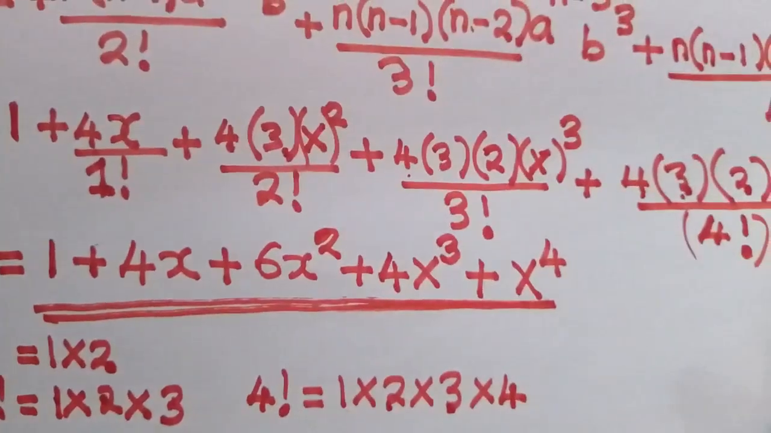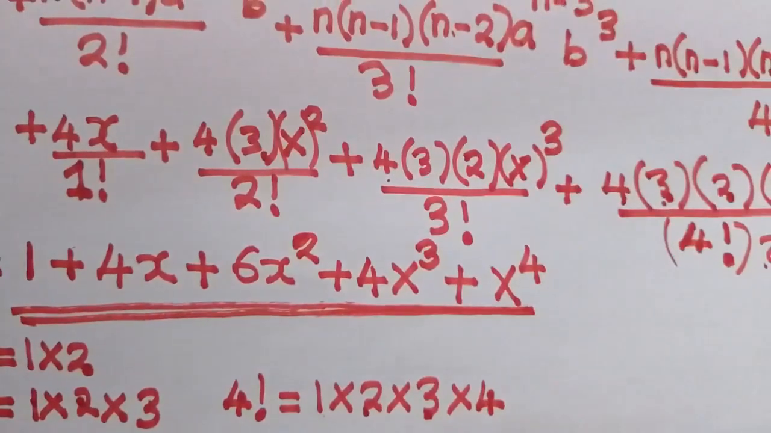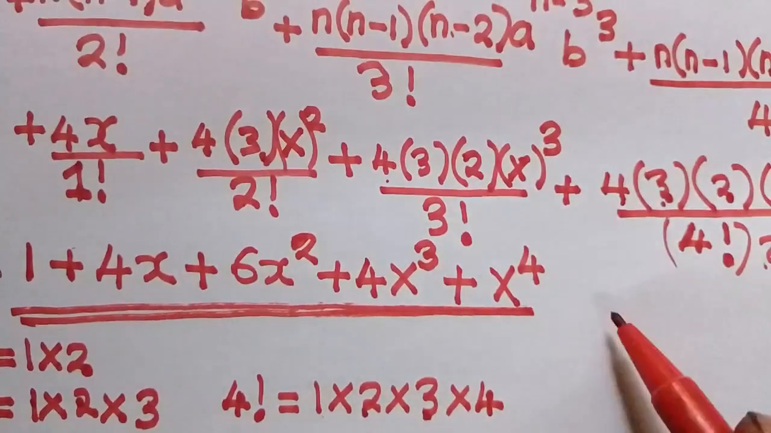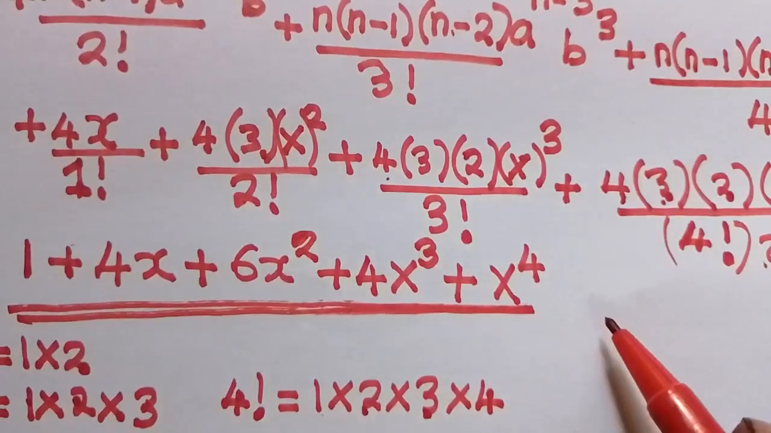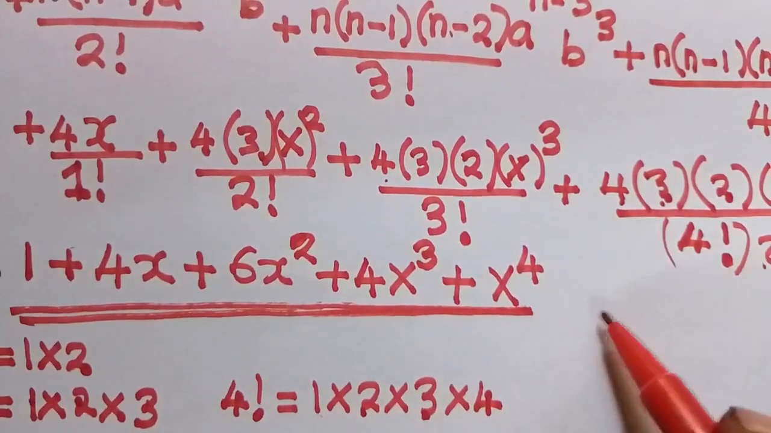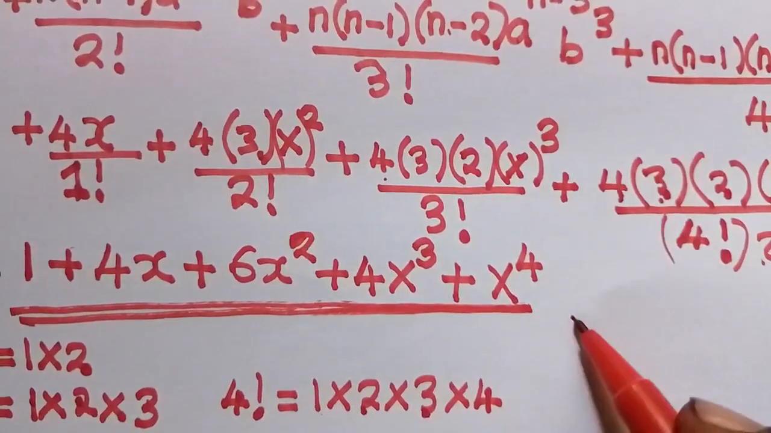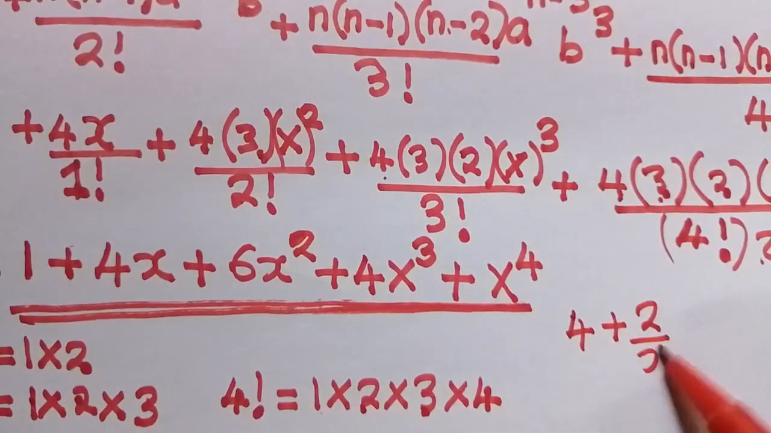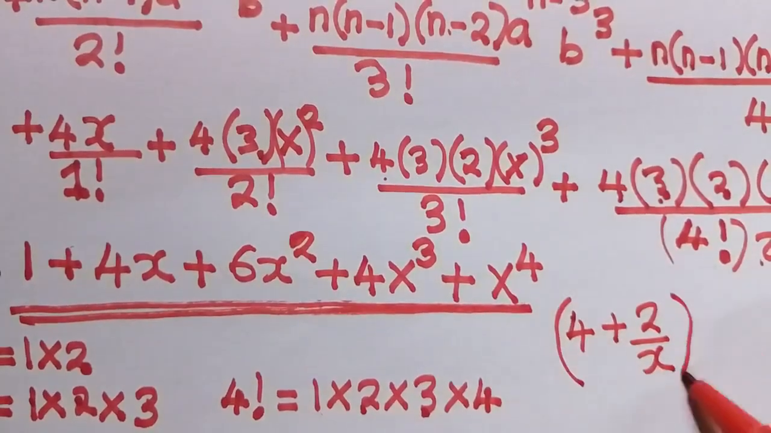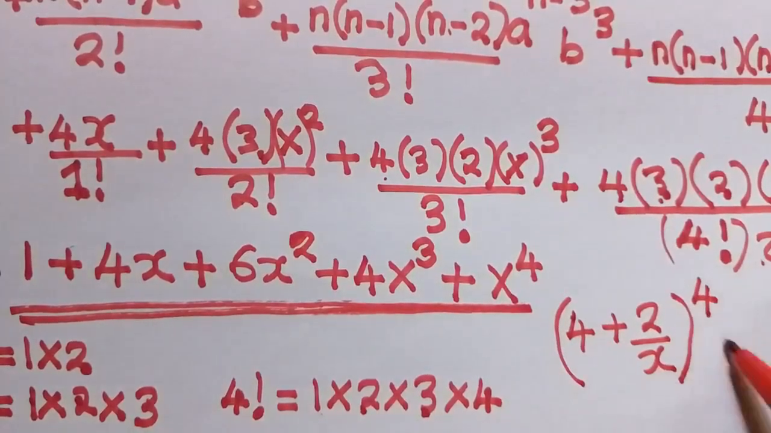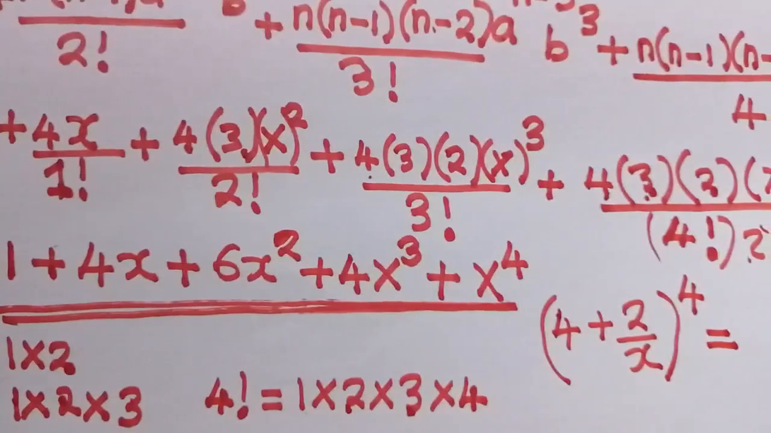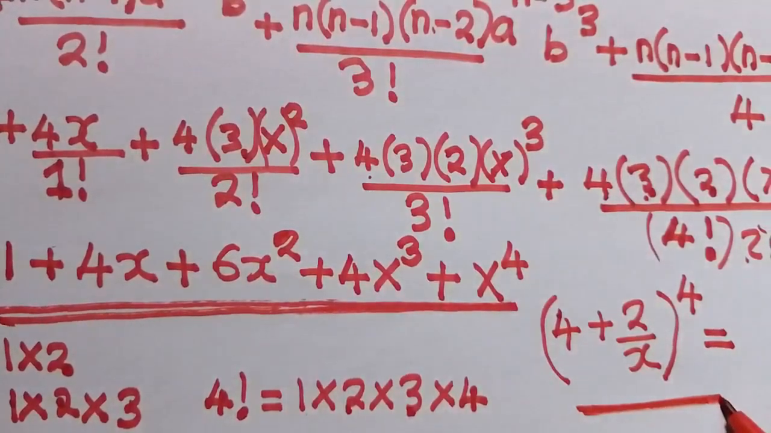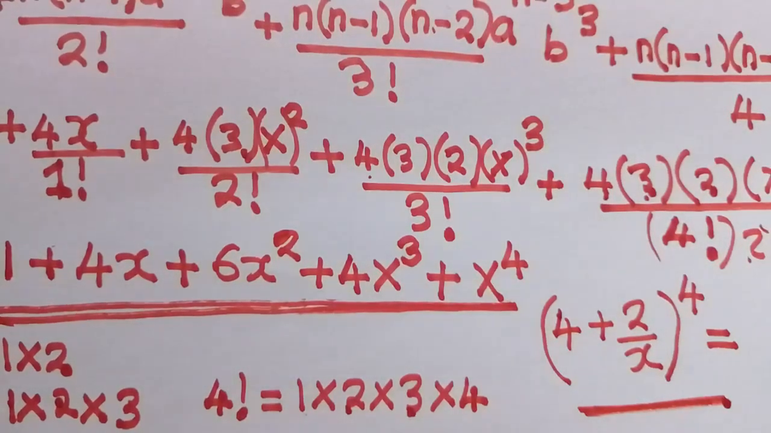So I'm going to leave you with one question which I want you to expand. I want you to expand this question using the binomial theorem. So this is the question. It's just simple, where I say 4 plus 2 over x. Expand this to the power 4. I want the answer using the binomial theorem. This is what you need to do.